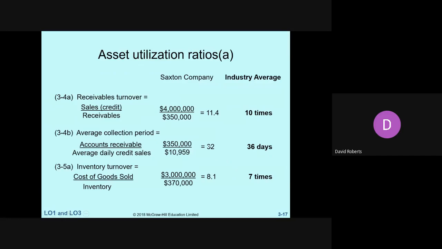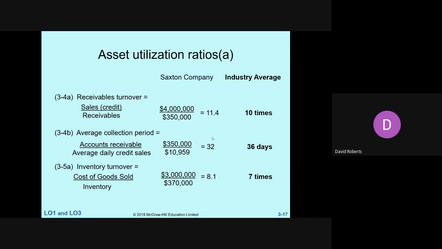Asset utilization. Of course, it's your goal that for every dollar of assets you have, you want to generate as much revenue as possible. So in this case, in 3.4, for every dollar of accounts receivable, it generates 11.4 times that amount of sales, which is good, which is better than the industry average of 10. Most of the ratios, most of the time, the higher number is better. Probably 80% of the ratios, a higher number is better. One of them that's not, though, is the next one.